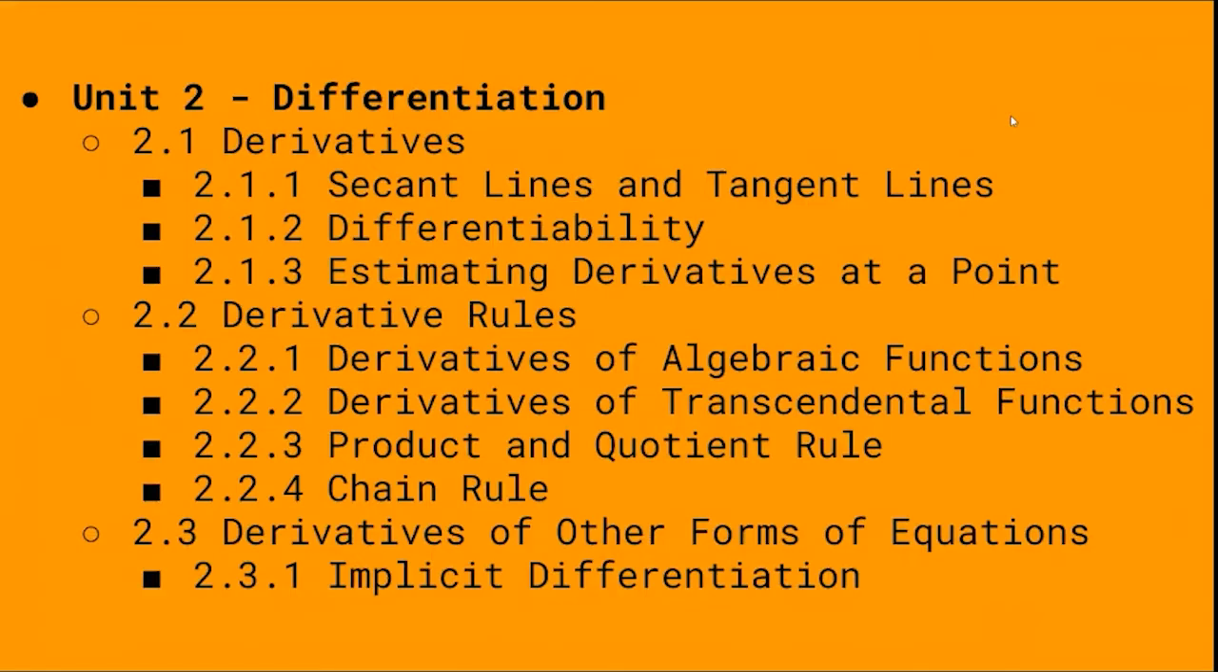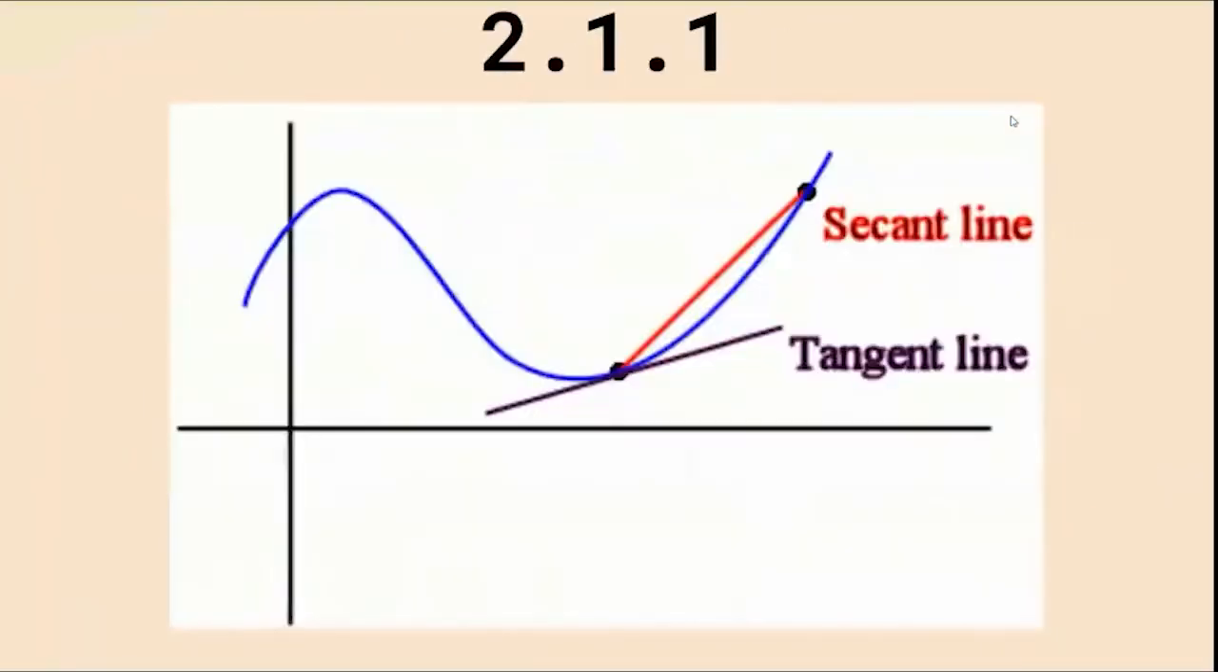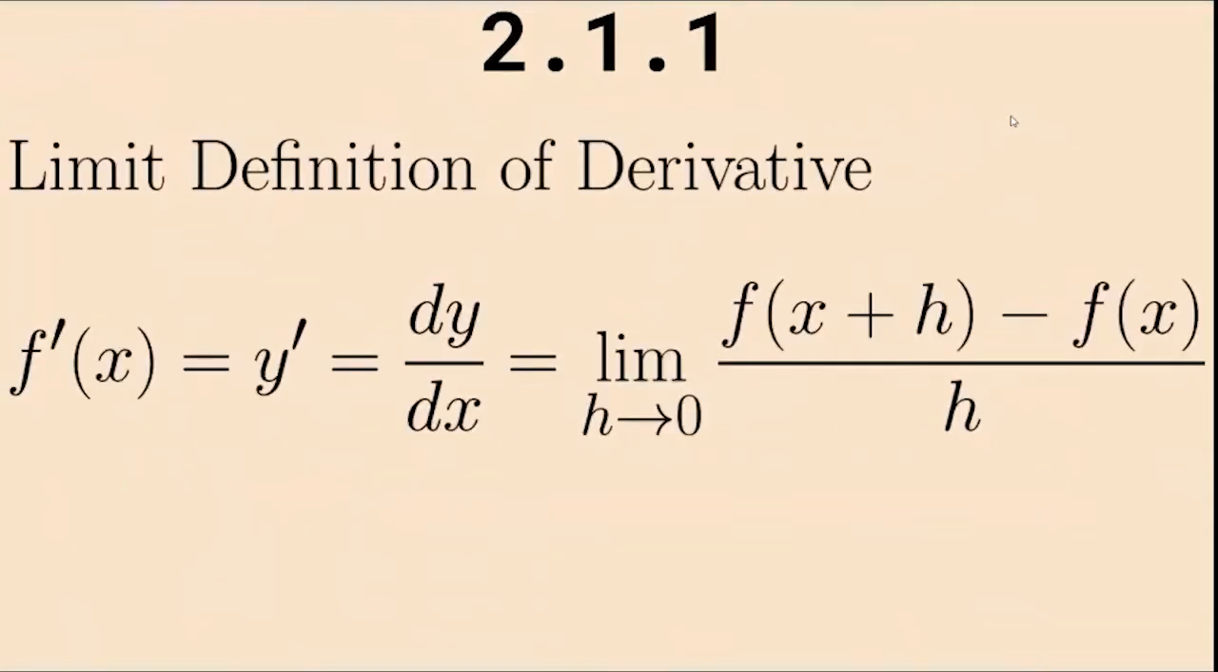2.2 is what we're starting today. 2.3 is tomorrow. Derivatives, secant lines, tangent lines. Make sure you know the difference between those two things. You should know this already from Algebra 1. It's the definition of slope. Limit definition is still based on slope, but the points are getting infinitesimally closer together.